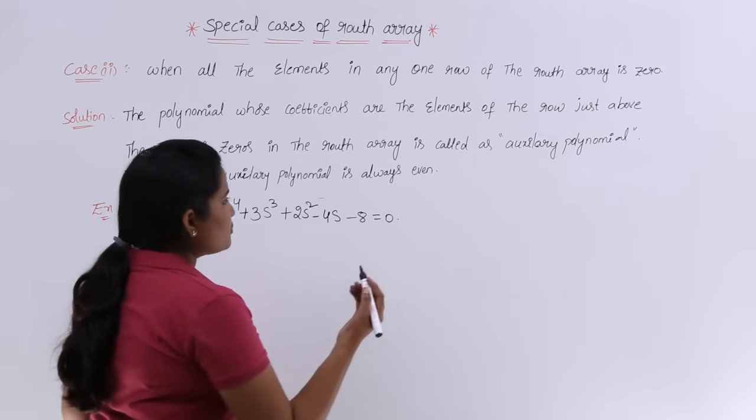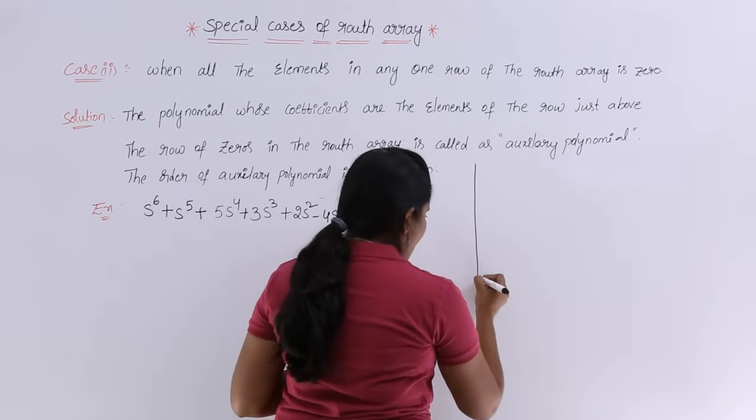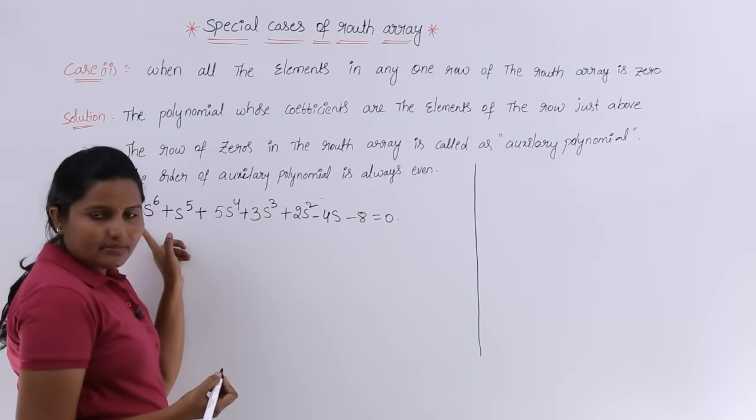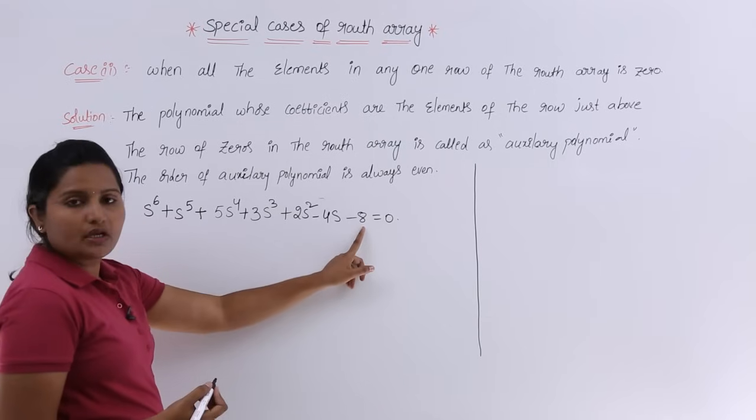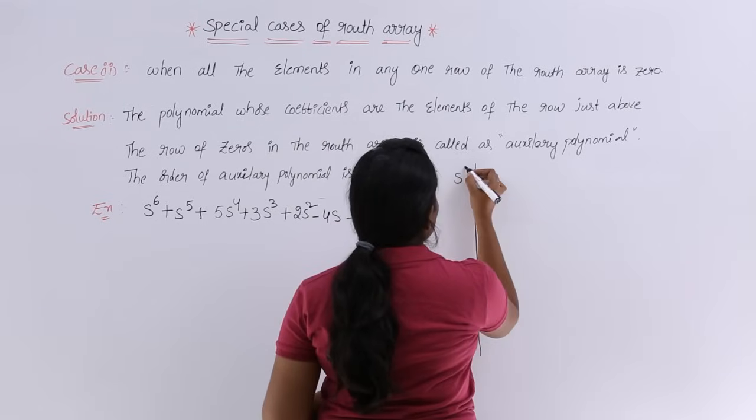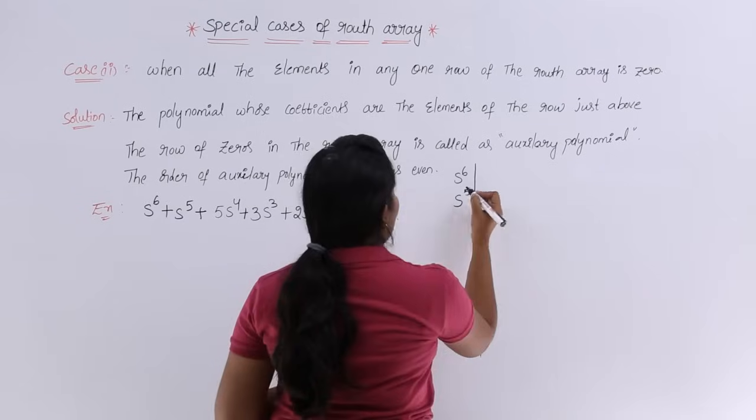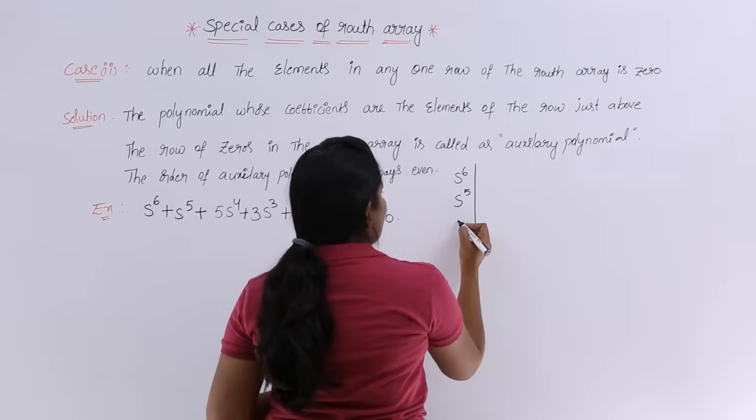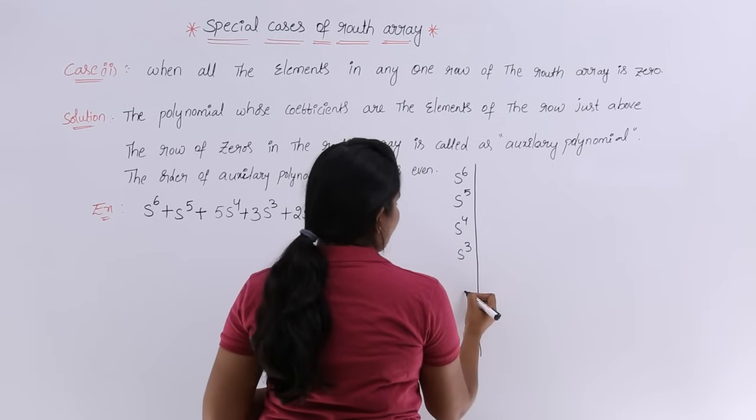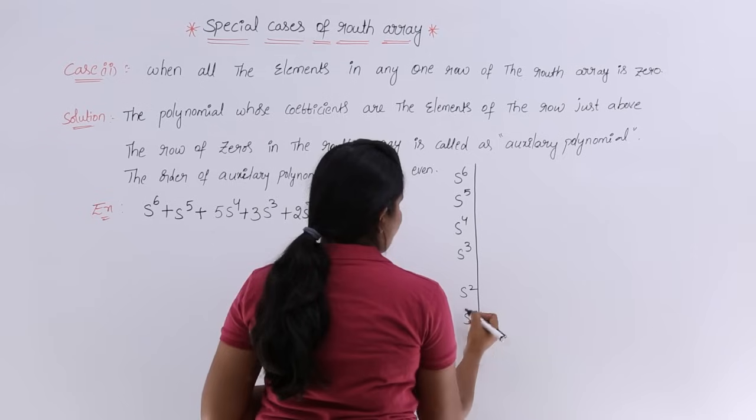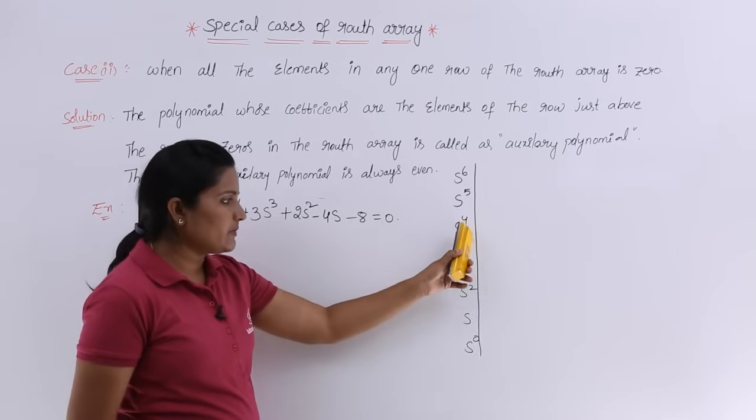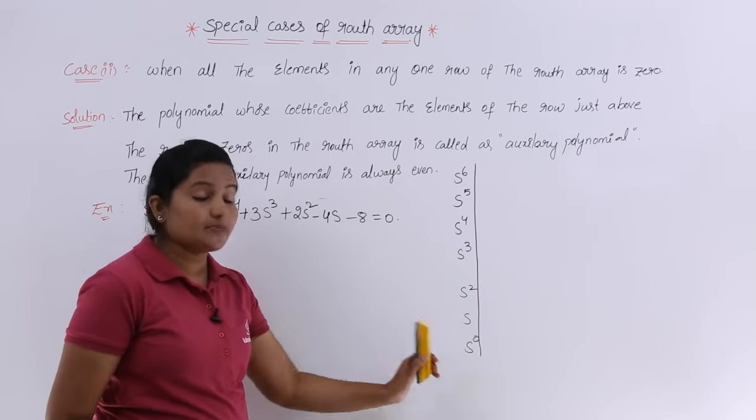For this, I am going to form my Routh array. I start with the maximum s power and write up to the minimum power, that means up to s power 0. Here I am starting with s power 6, s power 5, s power 4, s cube, s square, s power 1, and s power 0.